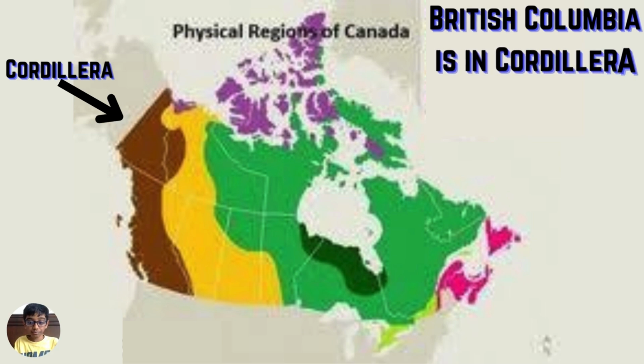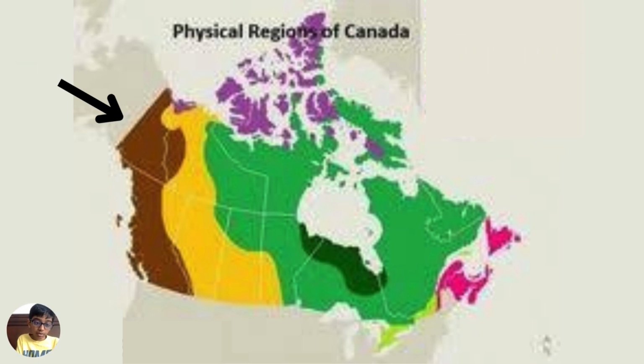British Columbia is in Cordillera. Cordillera is here. You know, Cordillera took me over 3 days to pronounce. It's so hard. But finally I got it. Cordillera.